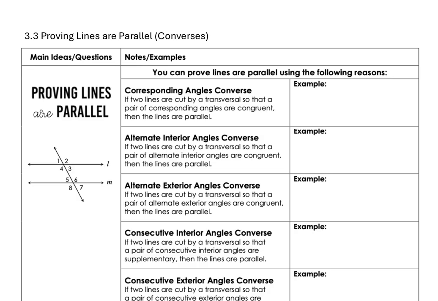Okay, so here it is. In order to prove lines parallel, you need to know something about the angles to get you there. I'm not going to teach you any new versions of angles. We're going to use the angles you already know to prove that lines are parallel. So look at this first one. Corresponding angles converse says if two sets of corresponding angles are congruent, then what? Then the lines are parallel.